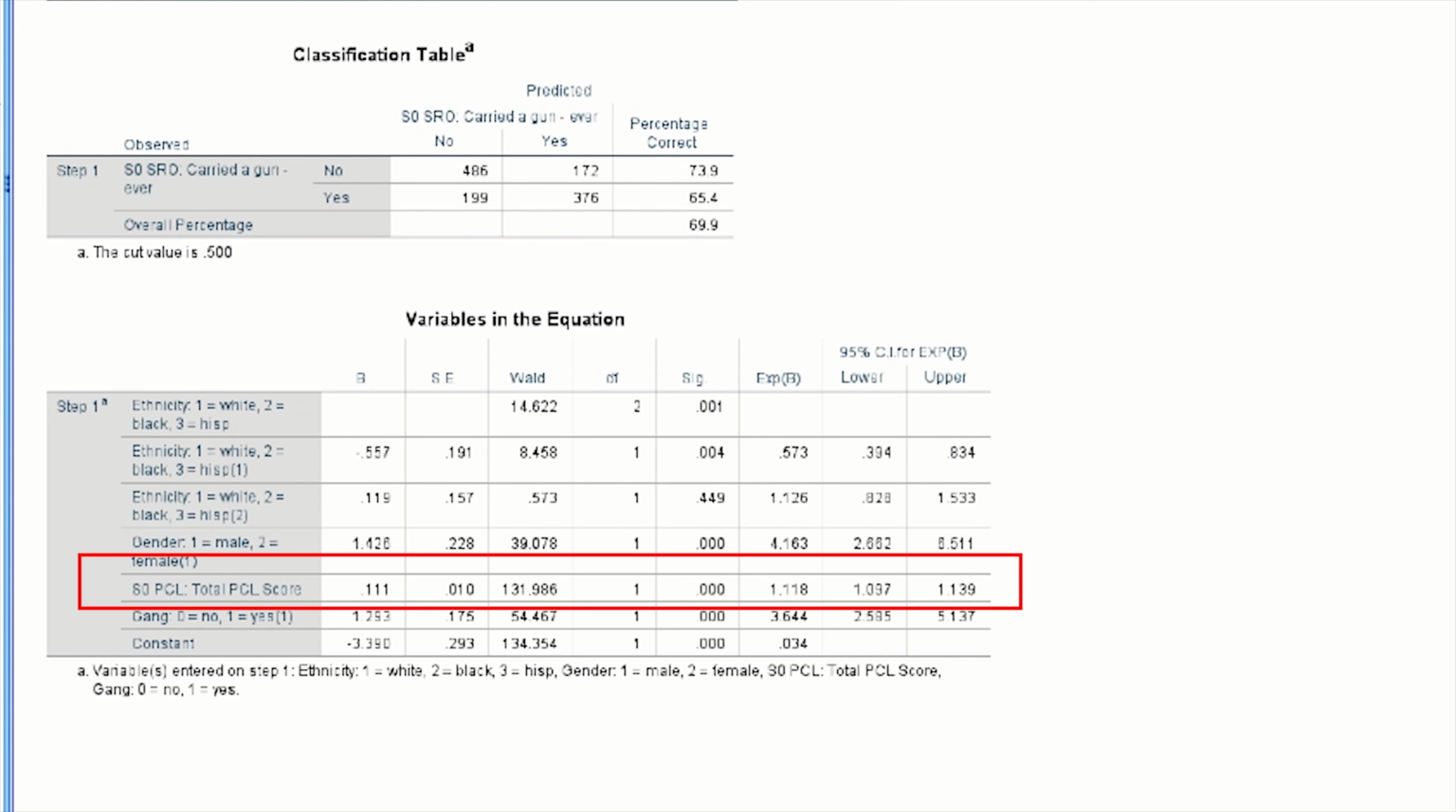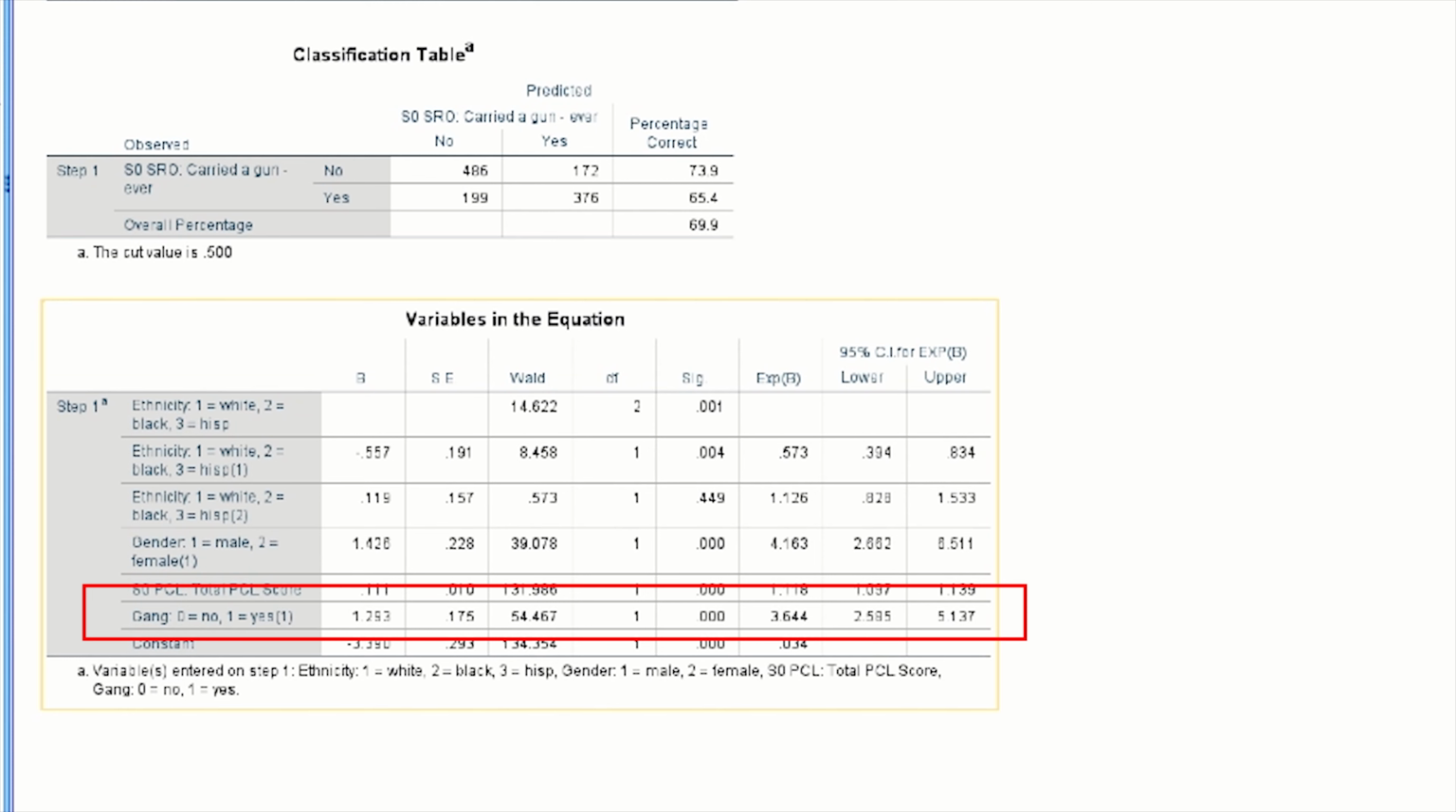Last example here, gang members, where once again we had gang member as our group of interest being compared to a non-gang member. We can say that gang members were 364% more likely to have a history of gun carrying compared to non-gang members. Or we could say that gang members were 3.64 times more likely to have carried a gun in their past compared to non-gang members.